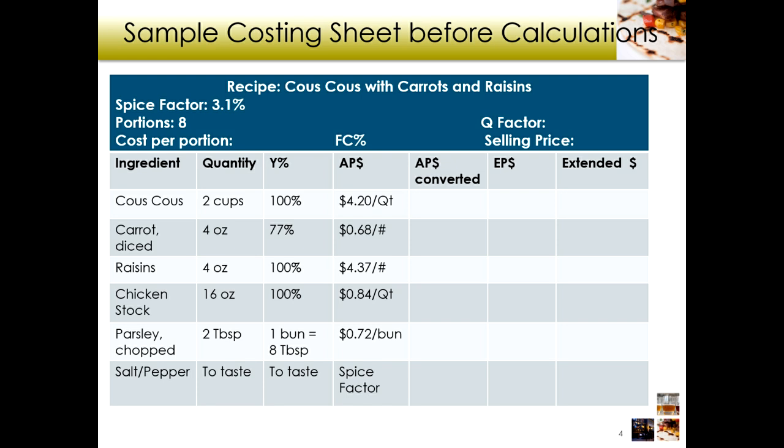The same thing goes for the carrots. It's a price per pound, but we're using ounces, so we need to convert it into a price per ounce. Raisins, same thing. Notice down here under the yield percentage for chopped parsley, it has 1 bun is equal to 8 tablespoons. Now that bun isn't a cocktail bun. That is short for a bunch. So 1 bunch of parsley is going to give us on average 8 tablespoons of parsley.